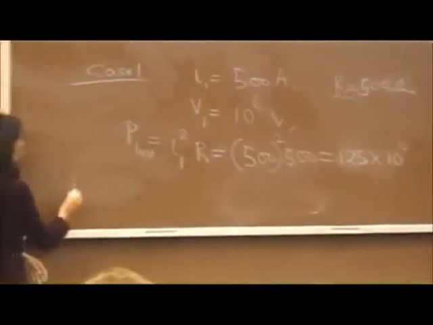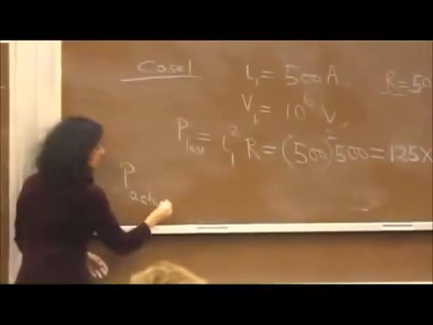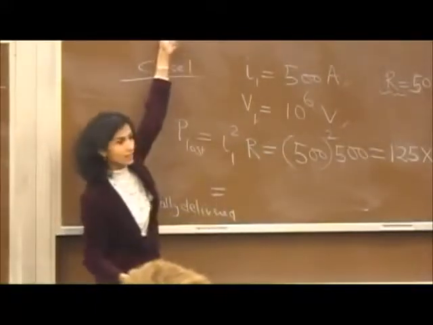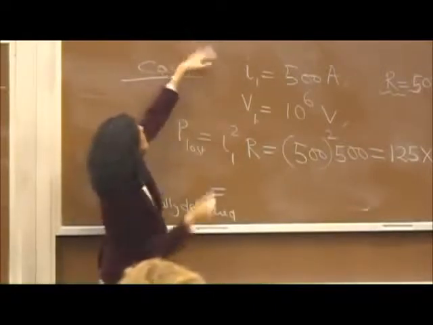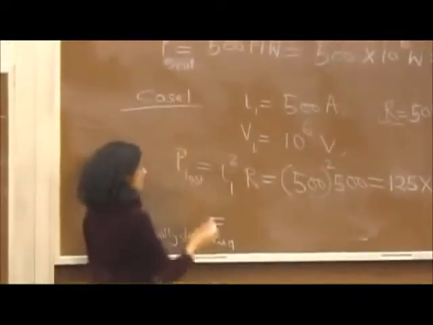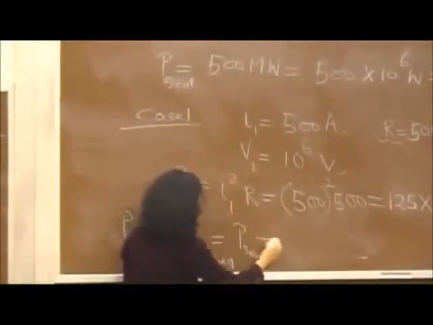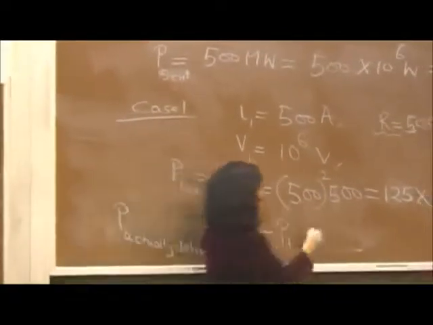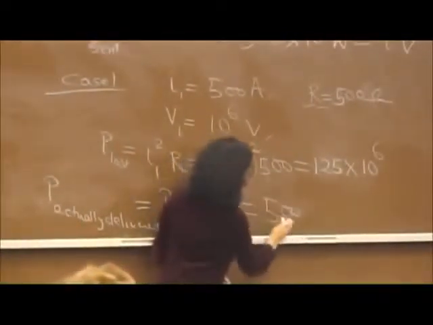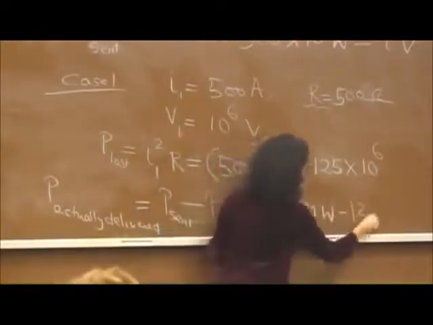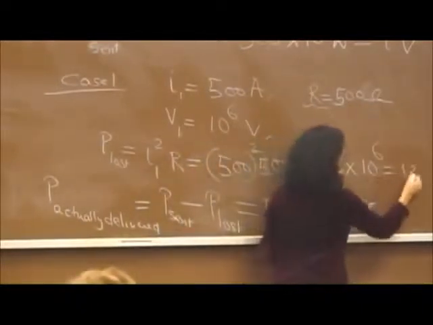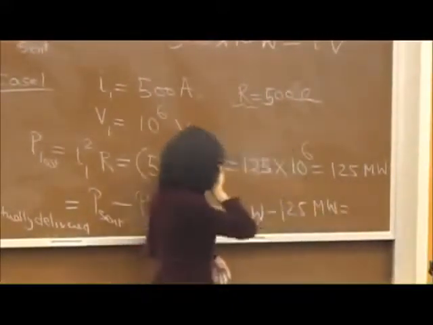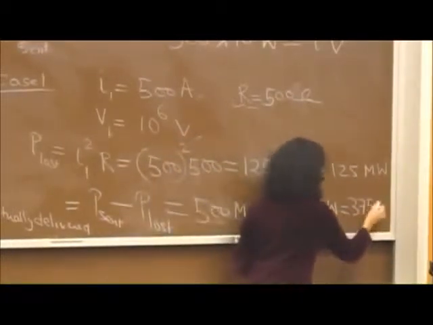Can you tell me how much is the power actually delivered to Pittsburgh? This should be equal to whatever was being sent. Let's say this is the amount that is being sent. It will be whatever was the sent amount minus whatever got lost. Isn't that true? So what we have here is 500 megawatts minus 125 megawatts, and so this is equal to 375 megawatts.